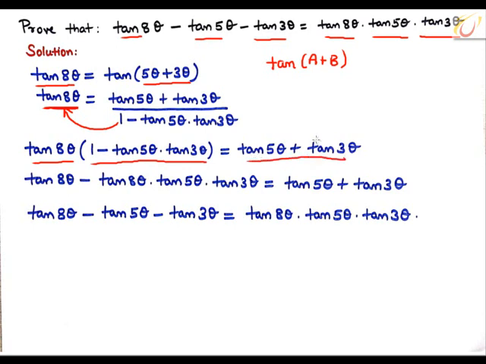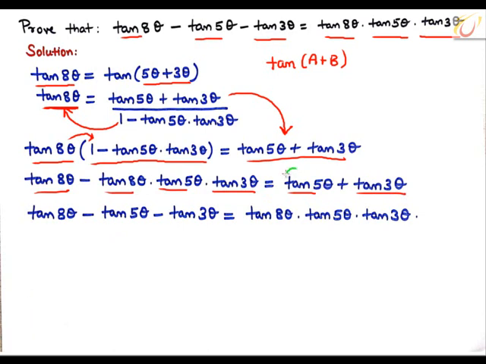On your RHS, what will come? Tan 5 theta plus tan 3 theta. Open the bracket, what do you get? Tan 8 theta into 1 is tan 8 theta. Tan 8 theta into tan 5 theta into tan 3 theta will be tan 8 theta, tan 5 theta, tan 3 theta, is equal to tan 5 theta plus tan 3 theta.